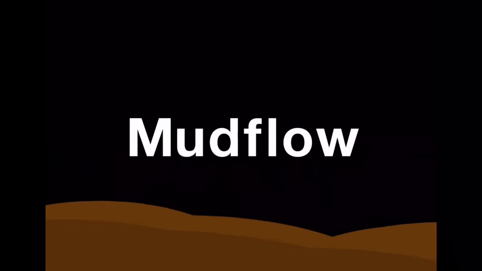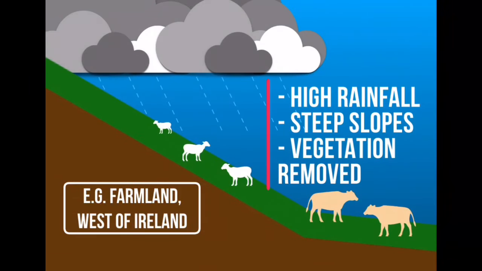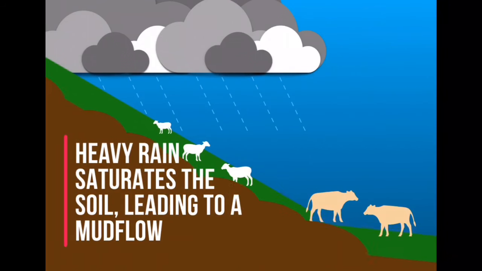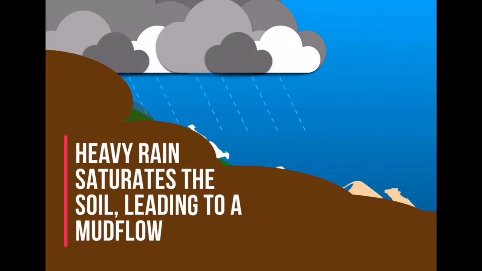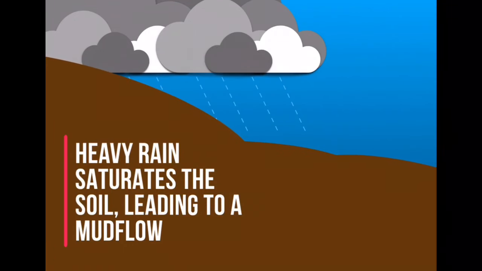Mudflows are a very fast form of mass movement. They can occur in areas of high rainfall with steep slopes where vegetation has largely been removed, such as on farmland in the west of Ireland. Heavy rainfall can make the soil saturated and unstable, creating a fast-flowing river of mud that can flow freely and travel several kilometres downslope.